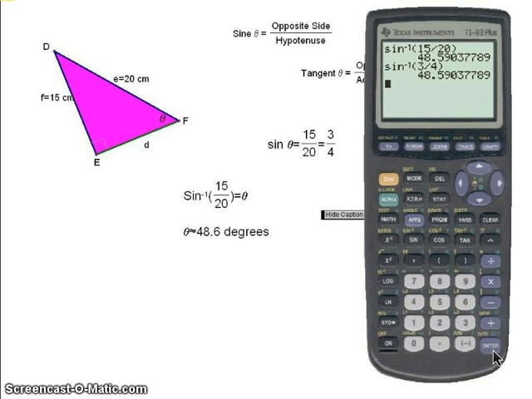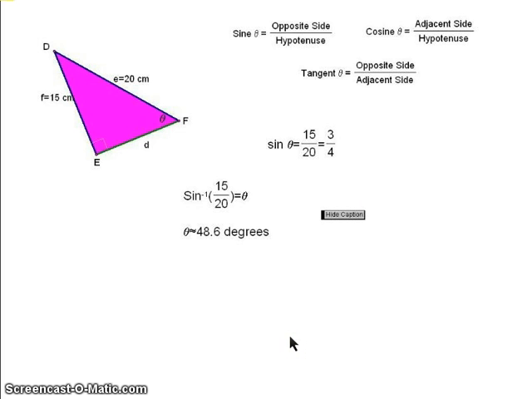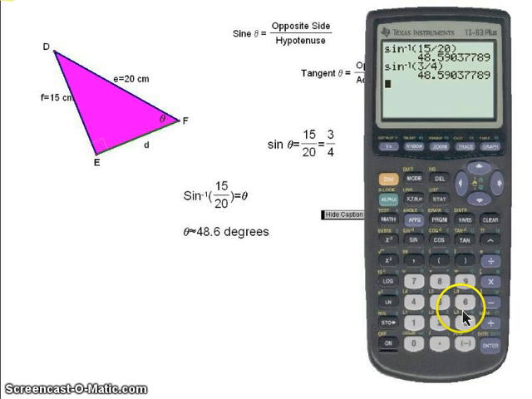Now, once you know the 48.6, the next question that you might be asked is, what's the other angle? If theta is 48.6, how do you get the other one? You would simply take 90 degrees, because they're complementary, minus the 48.6, because I'm rounding a little bit. And so your other angle has to be 41.4. So that's how the inverse works.